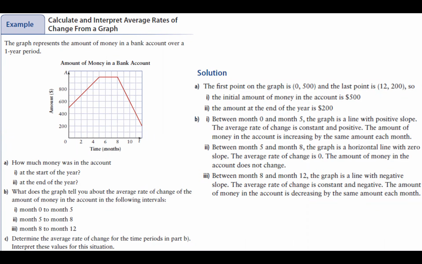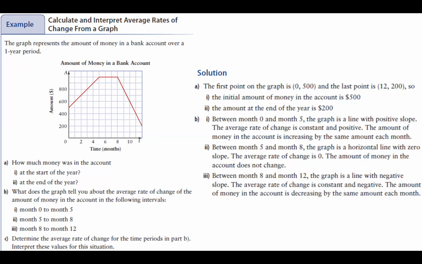The second question. First, between month 0 and month 5, the graph is a line with positive slope. The average rate of change is constant and positive. The amount of money in this account is increasing by the same amount each month. Second, between month 5 and month 8, the graph is a horizontal line with 0 slope. That means the average rate of change is 0. There is no change, basically, right? The amount of money in this account does not change.